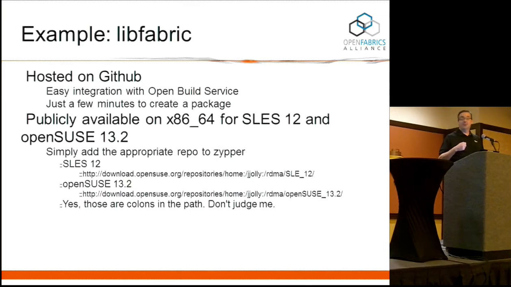And if you want to build it on other distributions, you're welcome to branch my project and make whatever changes you need to make Debian packages, to make Red Hat packages. I'm not going to stop you from messing around with this. I can't stop you from messing around with it, honestly. Yes, those are colons in the path. Please don't judge me. But the Open Build Service makes these things available now.